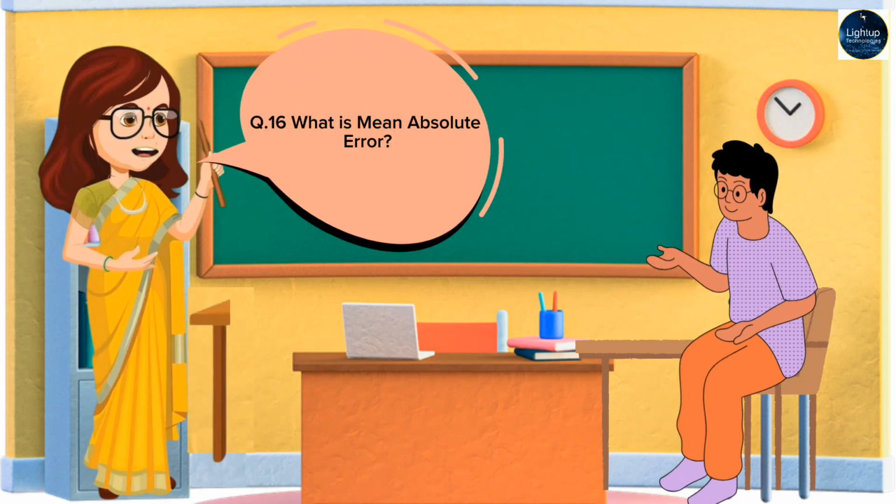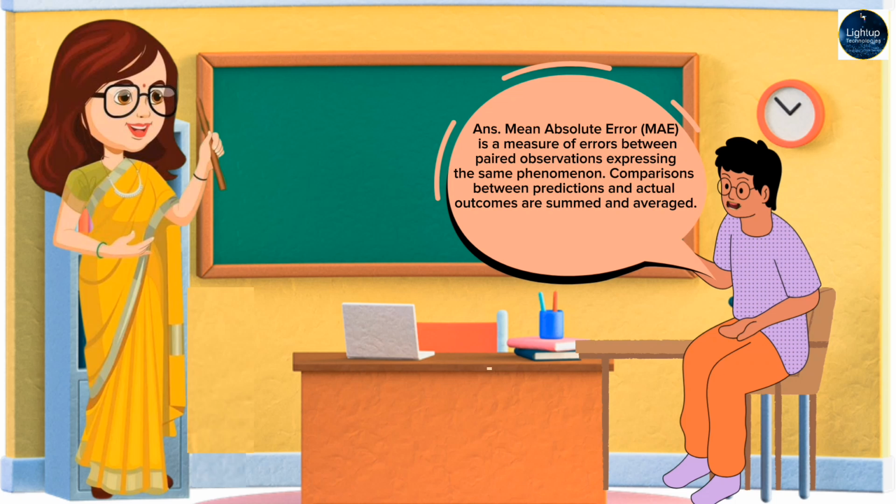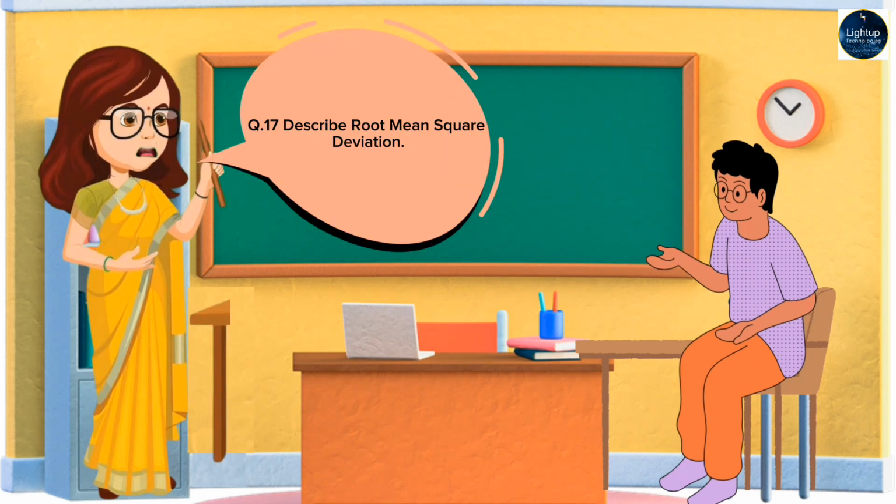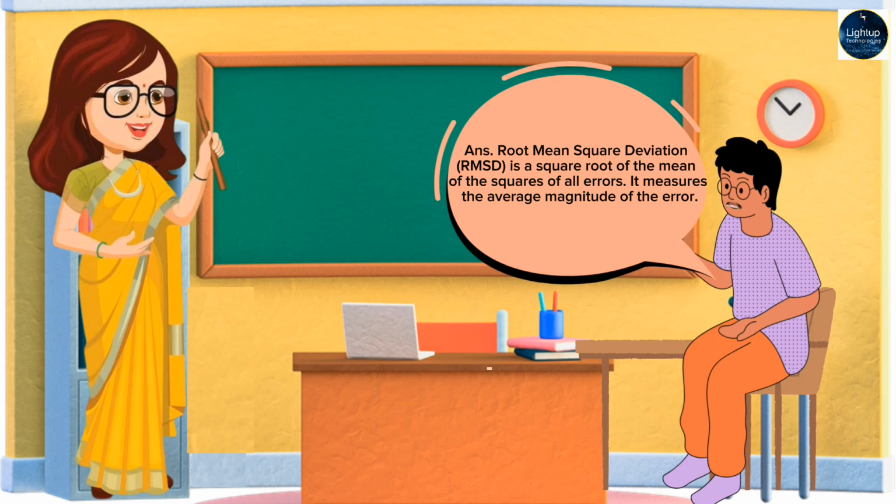What is mean absolute error? Mean absolute error, MAE, is a measure of errors between paired observations expressing the same phenomenon. Comparisons between predictions and actual outcomes are summed and averaged. Describe root mean square deviation. Root mean square deviation, RMSD, is the square root of the mean of the squares of all errors. It measures the average magnitude of the error.